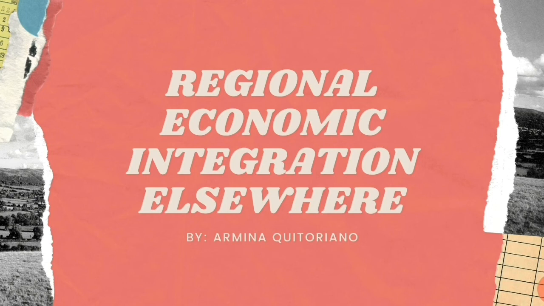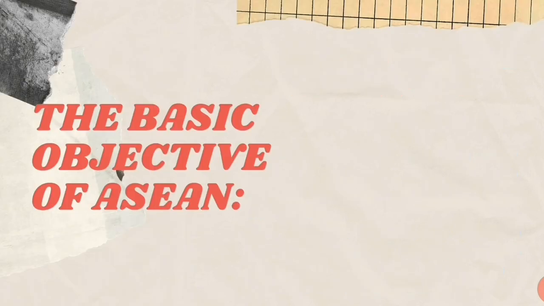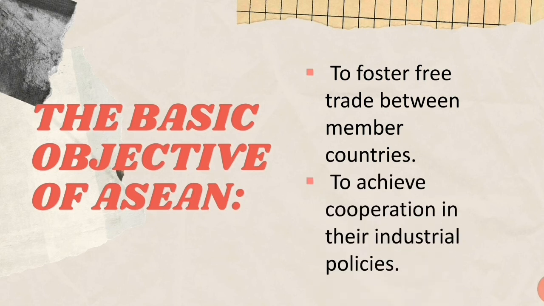Next topic is the regional economic integration elsewhere. The ASEAN, or the Association of Southeast Asian Nations. It was formed in 1967, where it includes Brunei, Cambodia, Indonesia, Laos, Malaysia, Myanmar, Philippines, Singapore, Thailand, and Vietnam. The basic objective of ASEAN: to foster free trade between member countries and to achieve cooperation in their industrial policy.